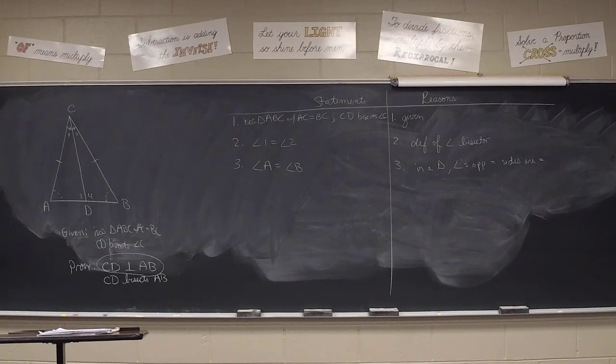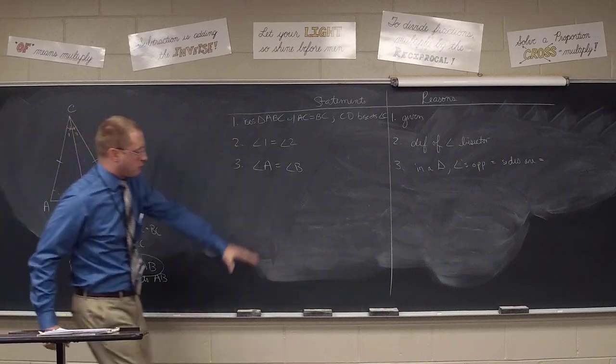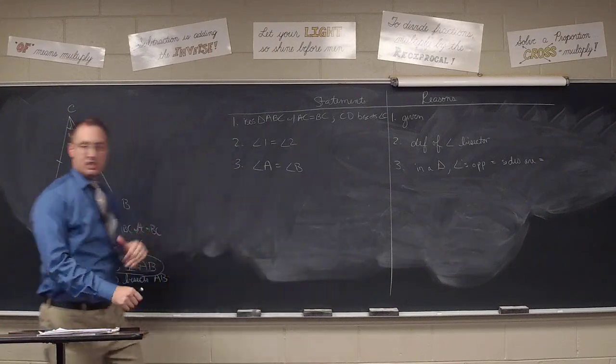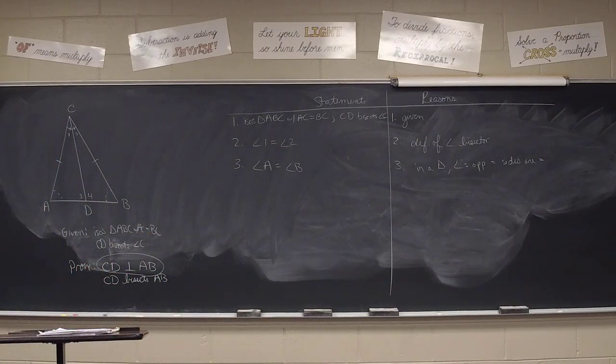That's something I'm trying to prove. So somewhere in the proof, toward the bottom, it's going to say that CD is perpendicular to AB. But how? How would I be able to say that it's perpendicular? What would have to be true before I could say that?